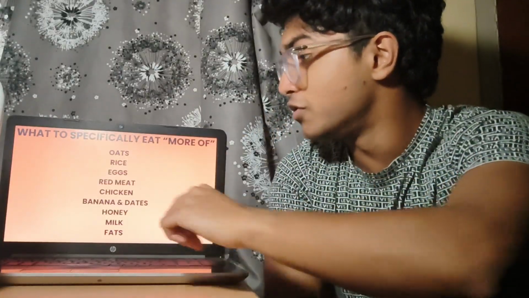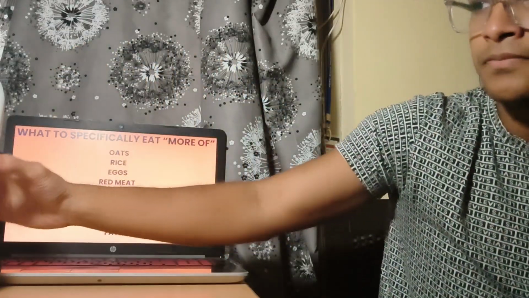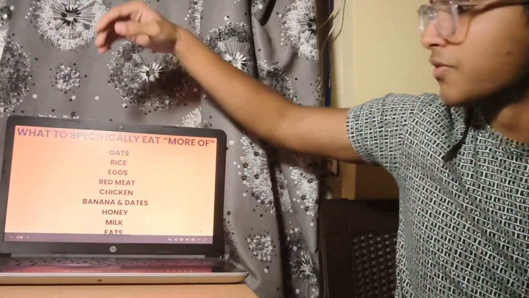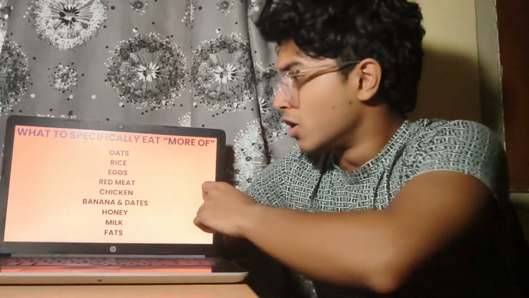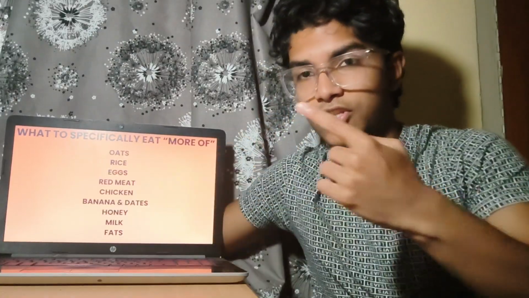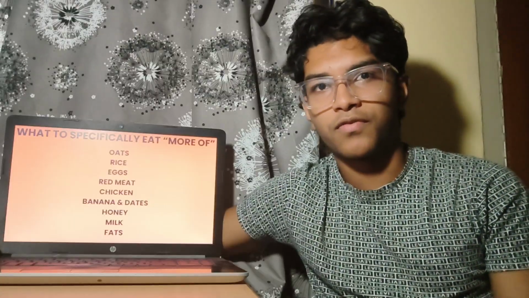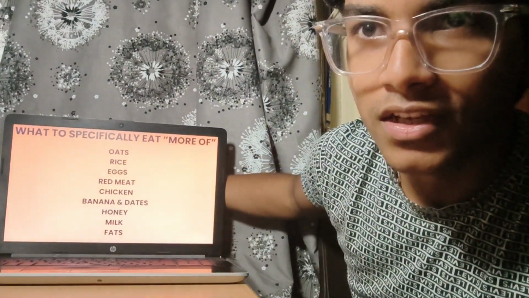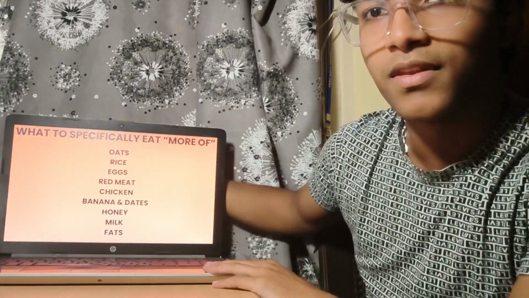So these are the whole foods which you should be eating. Take a screenshot of this. This is something which I have on a daily basis, by the way. Oats, rice, eggs, red meat, chicken, banana and dates, honey, milk, and fats. This is all you should be having. And fats, I mean ghee, organs, avocado, olive oil, all the fats you can think of. Other than stupid seed oils. Seed oils are shit. Don't include seed oils in your diet. Take a screenshot of this.